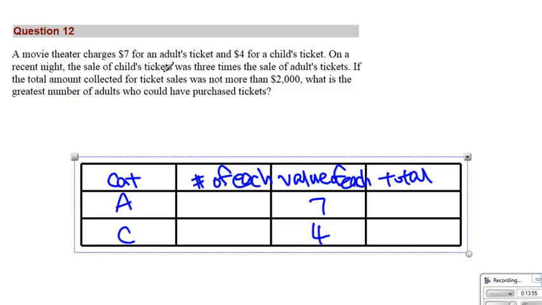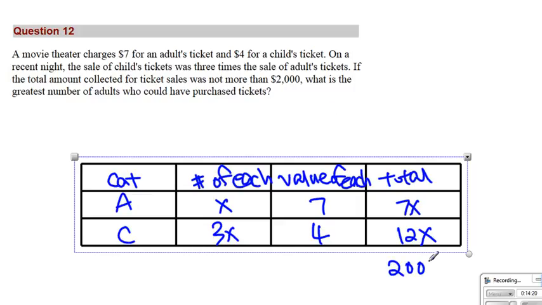And it says child ticket was 3 times the sales of the adult ticket. So child ticket would have been 3x, where adult ticket would be x. Then how are we going to get the total? We just have to multiply them. Here we have 7 times x becomes 7x, and 3x times 4 becomes 12x, when you combine them together, it has to be not more than 2,000.